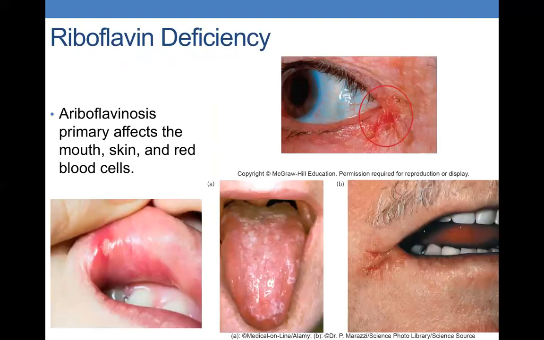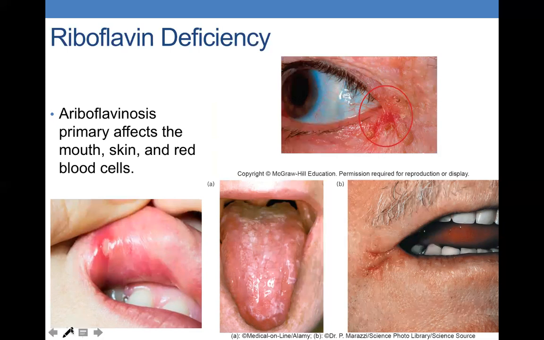Deficiency of riboflavin. Deficiency of riboflavin is called ariboflavinosis, and it affects the mouth, the skin, and the red blood cells. It can cause glossitis, which is a swollen, inflamed tongue. It can cause mouth ulcers. It can cause angular cheilosis, which you see on the far right.